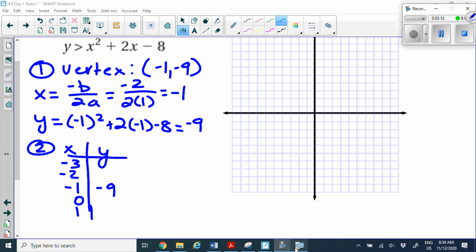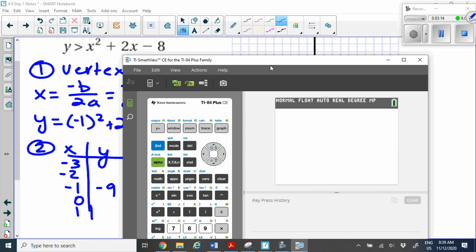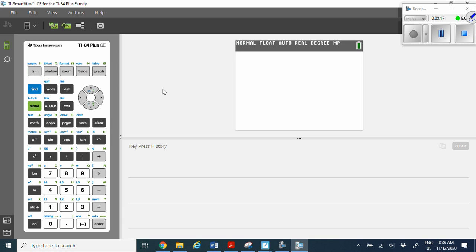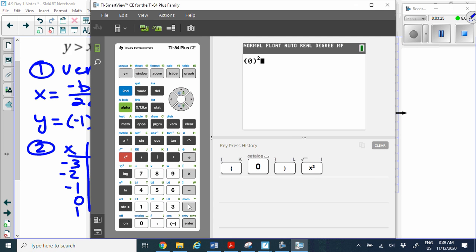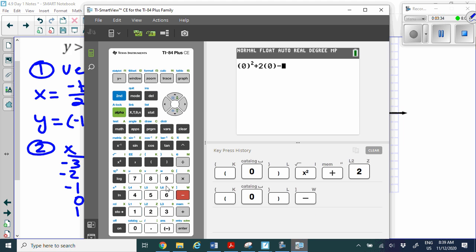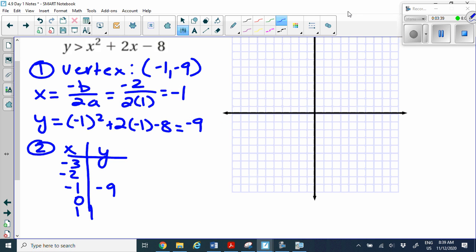Let's go ahead and do it with the calculator. I'm going to plug 0 into our quadratic. I'm going to do parentheses 0, and then we square it, and then we have plus 2, parentheses 0, and then minus 8. Make sure you do minus 8. That's going to give us negative 8. Now you do the exact same thing with 1, and when we do, we get negative 5. So now we have negative 8 and negative 5 here.